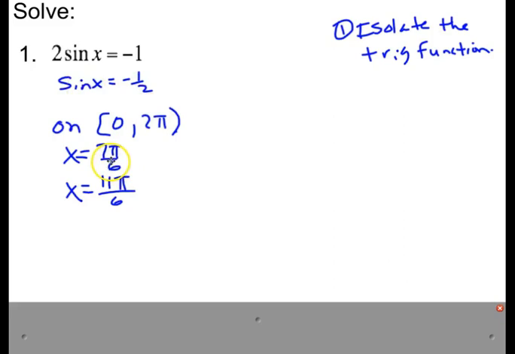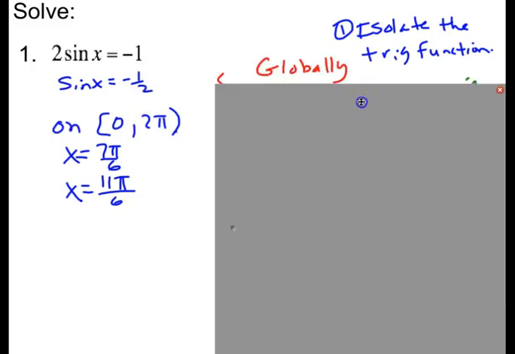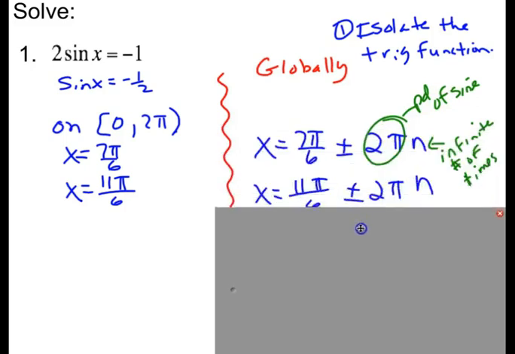So every time I add 2 pi to 7 pi over 6, or every time I add 2 pi to 11 pi over 6, I'm going to get the same sine value of negative 1/2. And so this is more of a global solution instead of just a restricted domain solution. So I'm going to have to globally add the period of 2 pi.